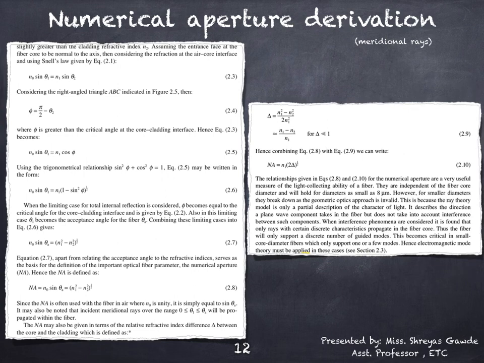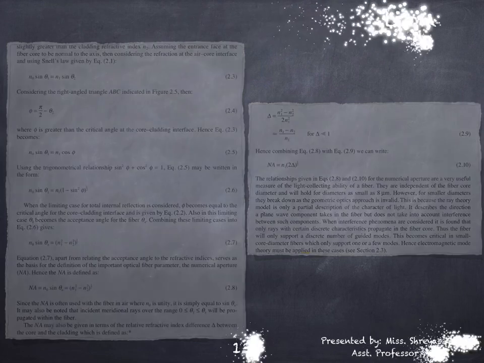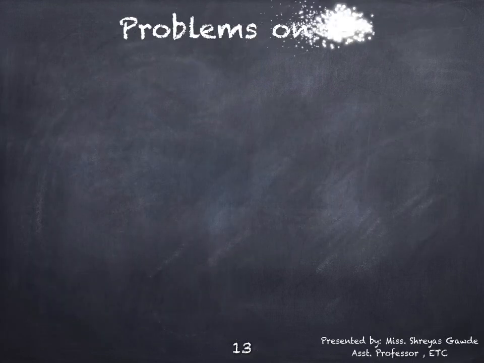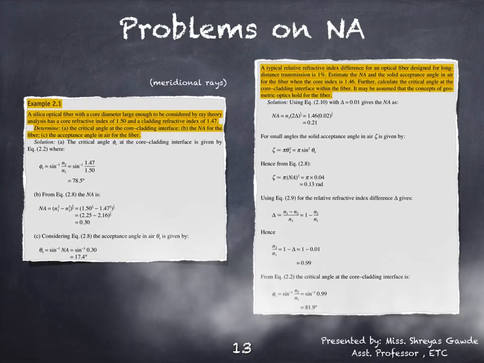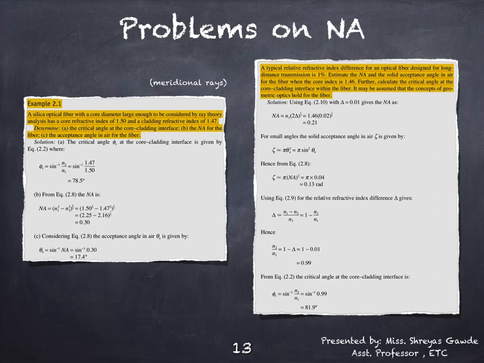Kindly go through this derivation from the textbook. So here are some numericals based on numerical aperture, the critical angle and Snell's law.